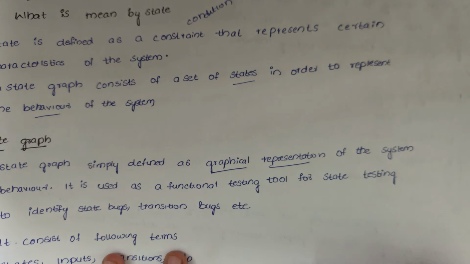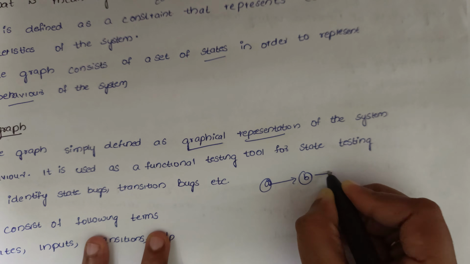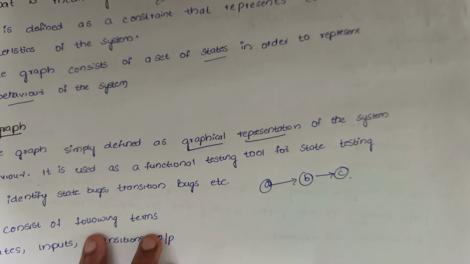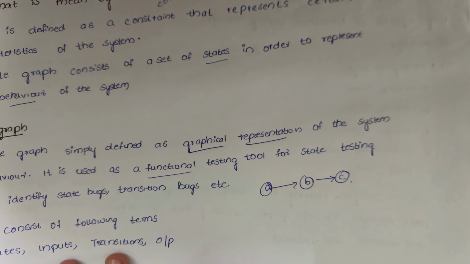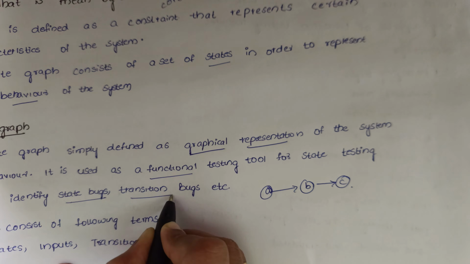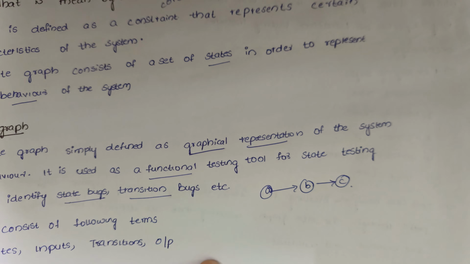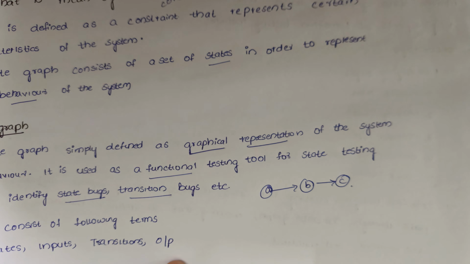which we have seen in previous videos. This is a graphical representation of the system which can be used in functional testing to identify state bugs, transition bugs, etc. It consists of the following terms: state, inputs, transition, and output.